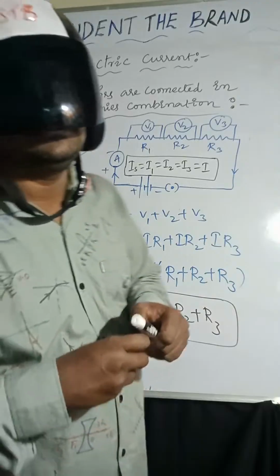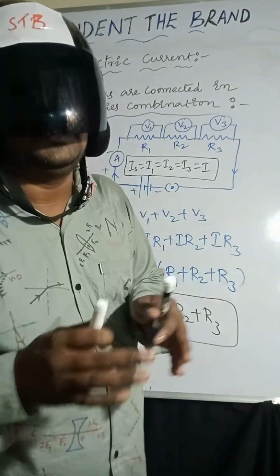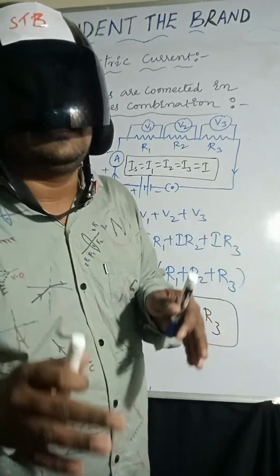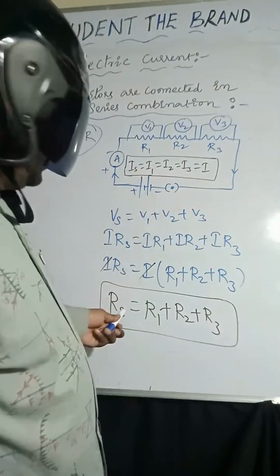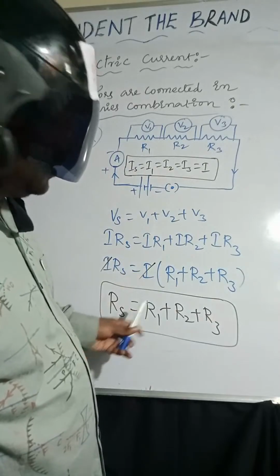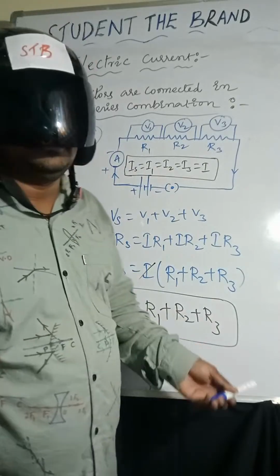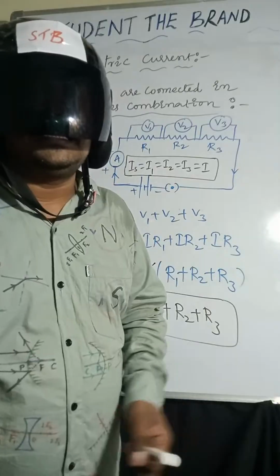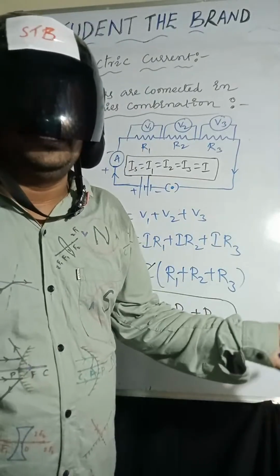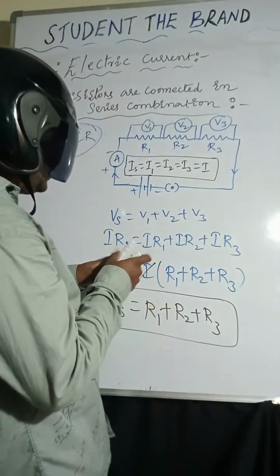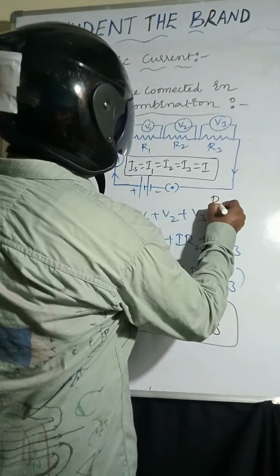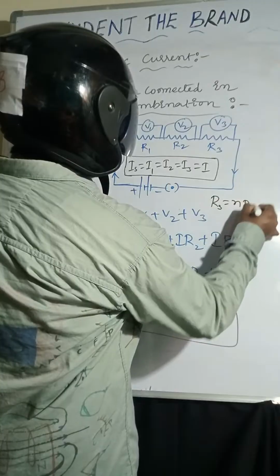So when resistors are connected in series combination, the formula is Rs equal to R1 plus R2 plus R3. If n number of resistors are connected in series combination, Rs equal to nr.